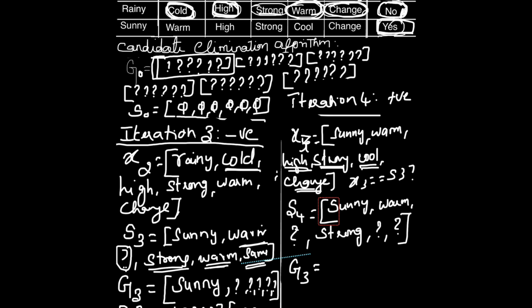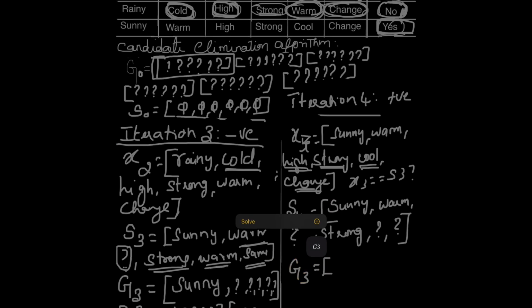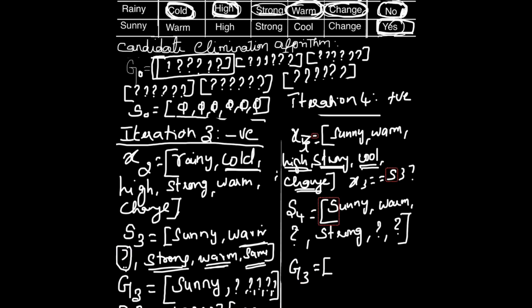In the generic hypothesis, it retains the same previous hypothesis. It is G4 equals G3. Let me write G3 here: sunny, question mark, and then cold, question mark, and then question mark, same. So this is the generic hypothesis. Here we have no other data to train the model.